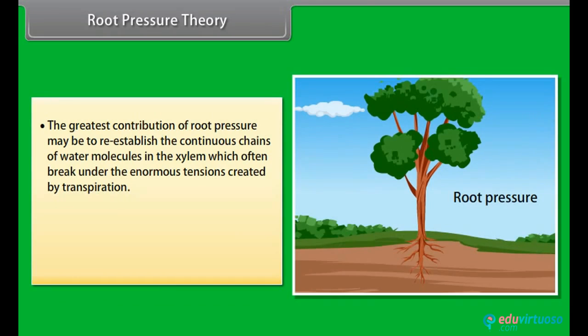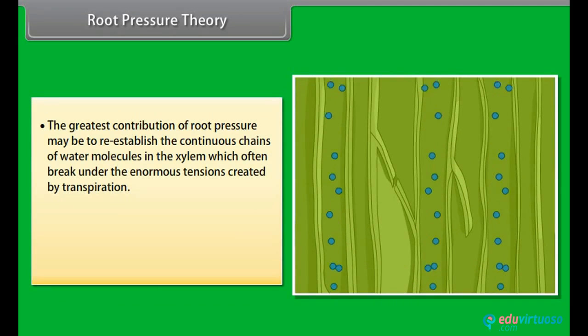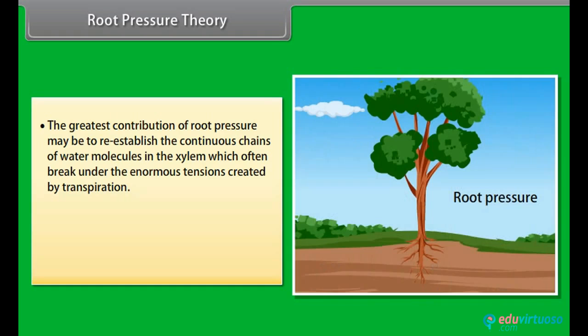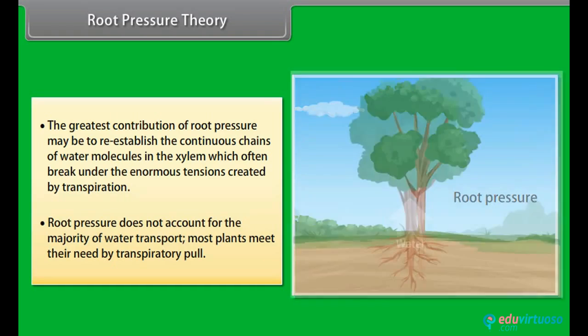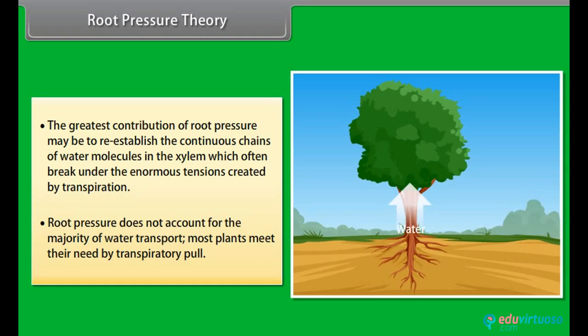The greatest contribution of root pressure may be to re-establish the continuous chains of water molecules in the xylem, which often break under the enormous tensions created by transpiration. Root pressure does not account for the majority of water transport. Most plants meet their need by transpirational pull.